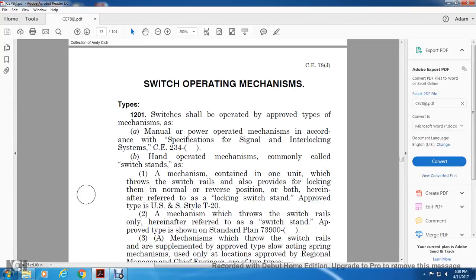Switch operation mechanism type. Switches shall also be operated with the approved type of mechanism, manual or power operated mechanism, in accordance with the specifications of the signal interlocking systems.